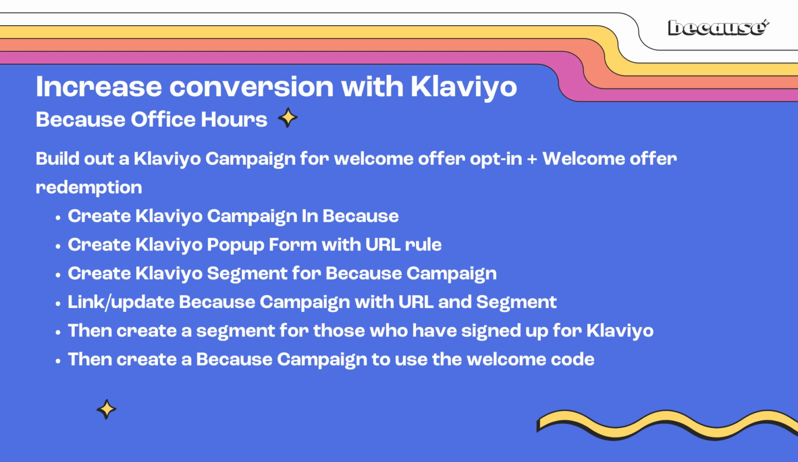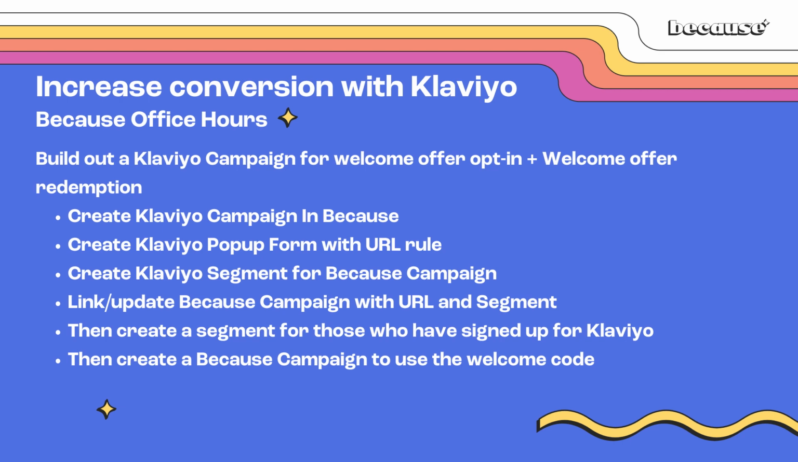We'll create the Klaviyo campaign, and then we're going to navigate over to Klaviyo and do the pop-up form with a specific URL rule. We're then going to jump in and create a Klaviyo segment that's only for Because campaigns. Then we're going to link to that pop-up and tie it to that segment. Then we're going to create a segment for those who've signed up, and create a campaign for those that have signed up for the welcome code.